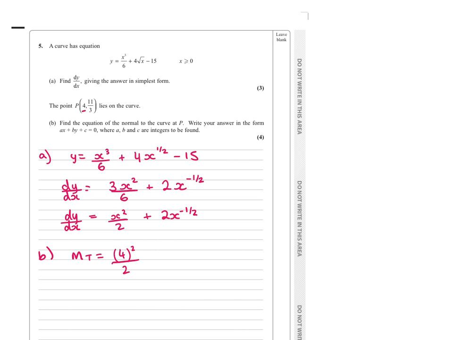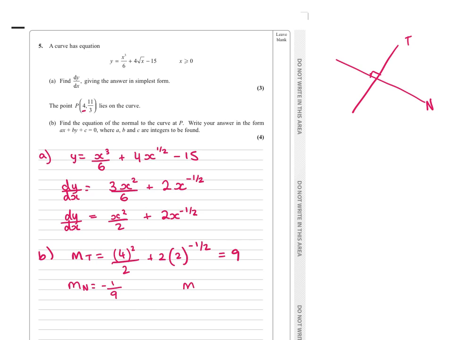4 squared over 2 plus 2 lots of 2 minus to the power of minus a half. This is going to give me 9. If our gradient of the tangent is 9, so this is our tangent line, the gradient of the normal we know is perpendicular, so we need to do minus 1 over. Okay, so then the gradient of the normal equals minus 1 over 9.